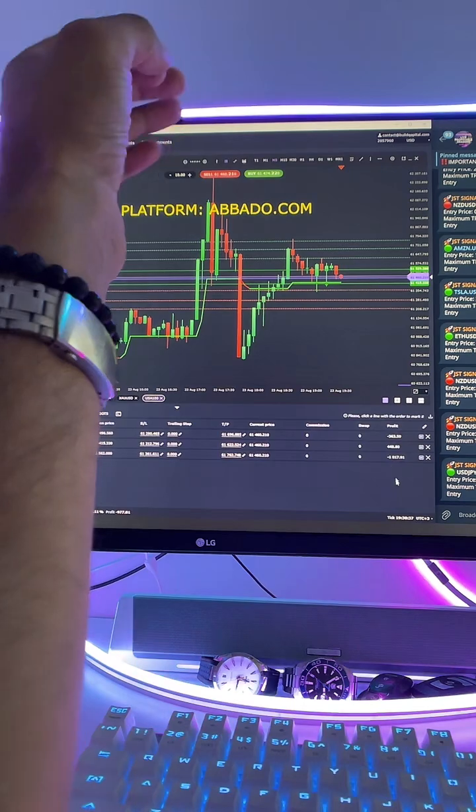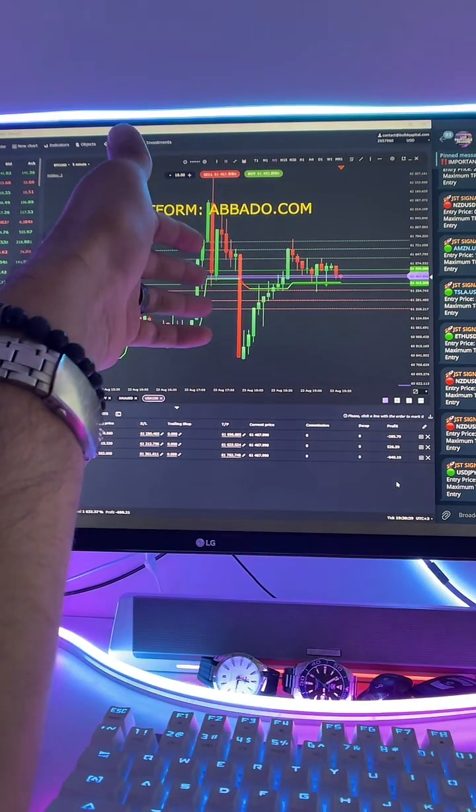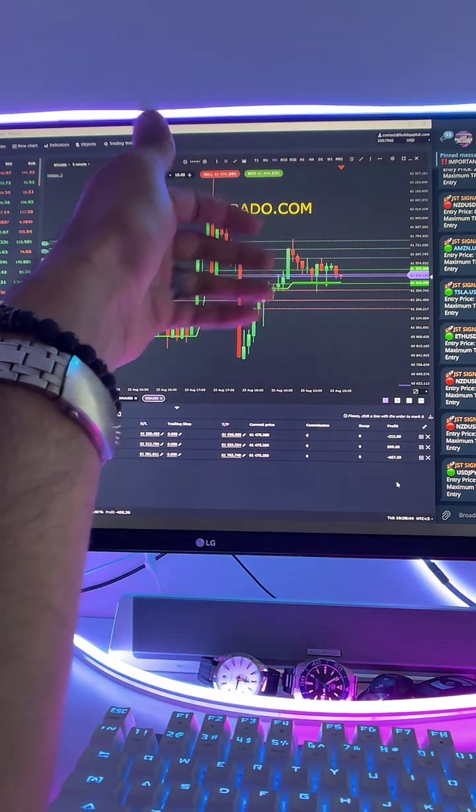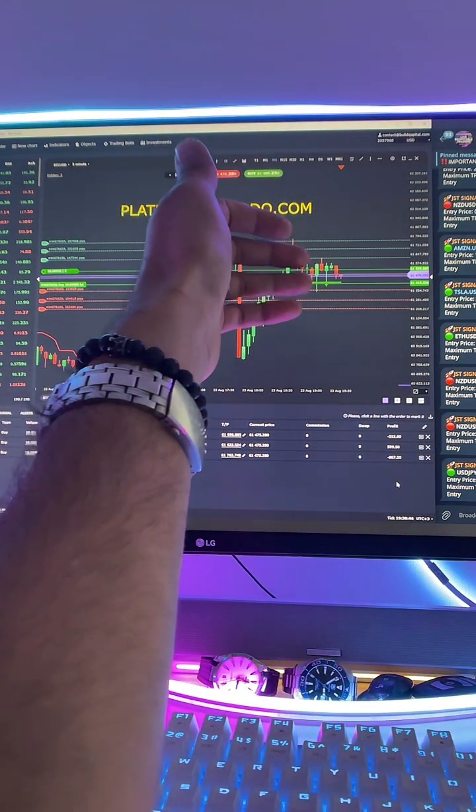J3, to answer your question, basically to make $2,000, what I would do is I would at least have like $100,000 to $200,000 in the account.